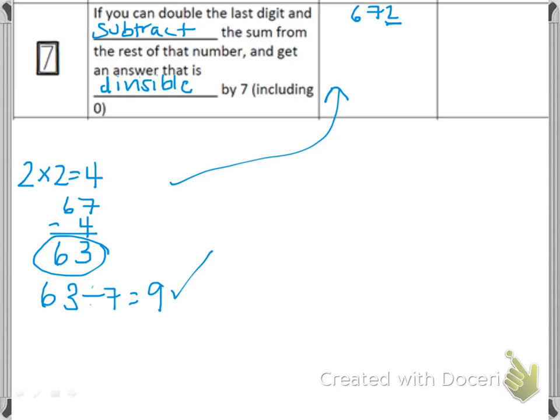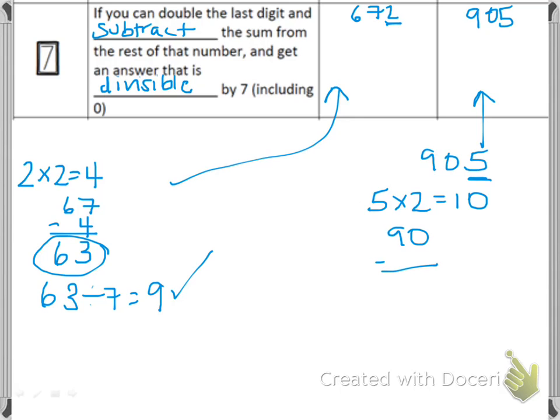Okay, let's do one more example, or non-example. Let's see if 905 is divisible by 7. Let's start by doubling the last digit. 5 times 2 is equal to 10. Then we take the sum and subtract it from the rest of our number. We've already dealt with the 5, so now it's 90 minus 10. 90 minus 10 gives us 80.